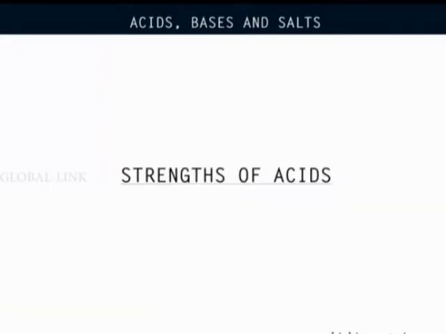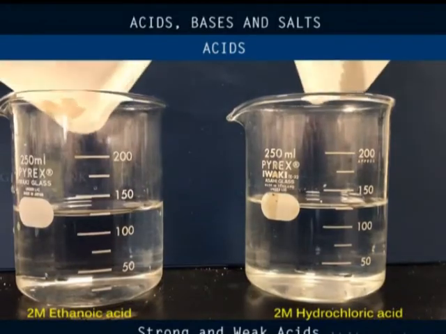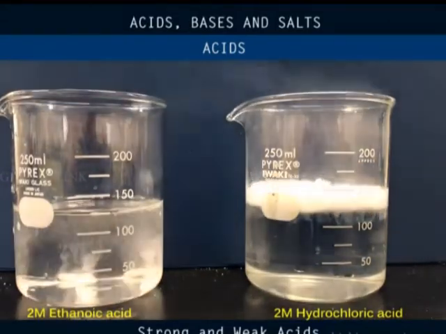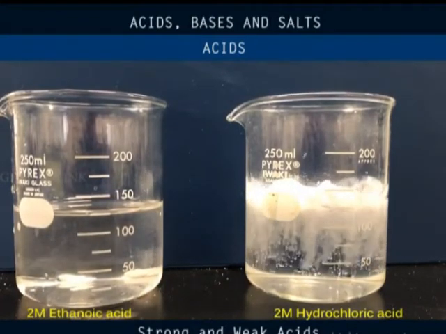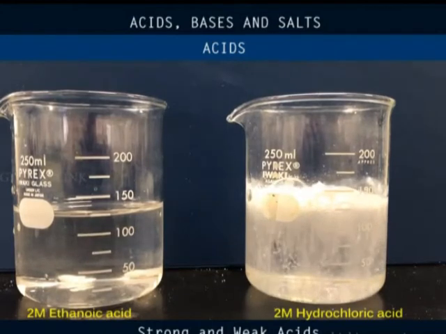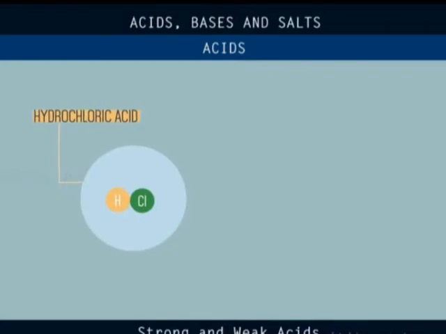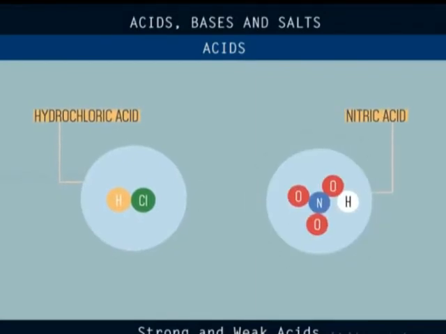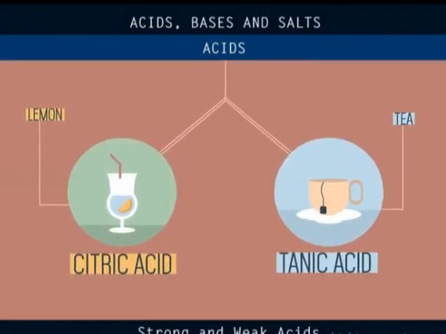And now we look at strengths of acids. Consider these two beakers, one containing 2 molar ethanoic acid and the other 2 molar hydrochloric acid. Then we add an equal amount of calcium carbonate. As you can see, the reaction is more vigorous for the case of hydrochloric acid. Mineral or inorganic acids are described as strong acids, while organic acids are termed as weak acids.